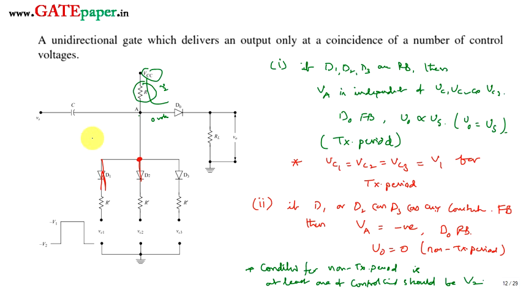So you can think that transmission takes place only when all the control signals are at the V1 level. It looks like a 3-input AND gate. Whenever all the control signals are at the high level, that is the upper level V1, only then transmission takes place. You can also think of it as an analog 3-input AND gate.